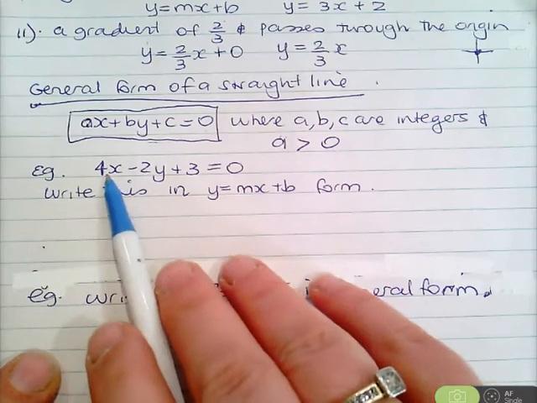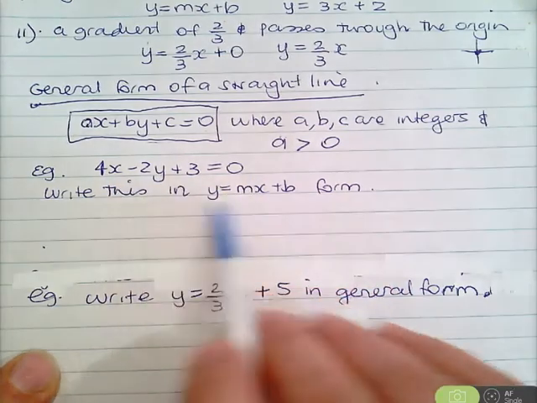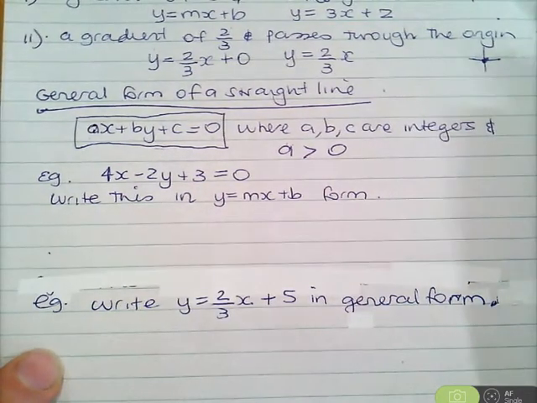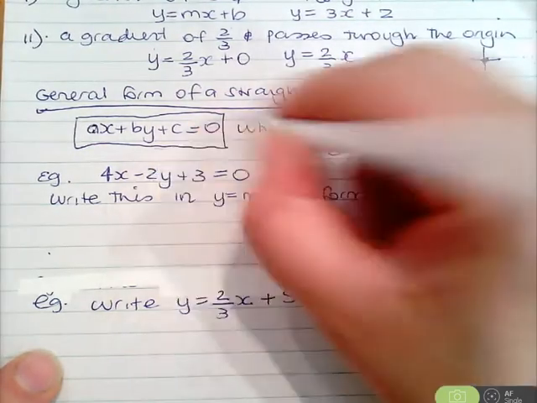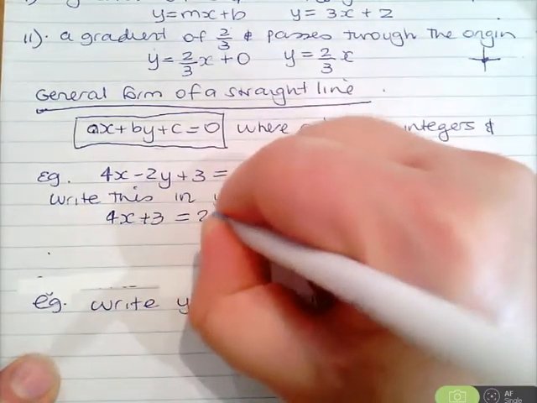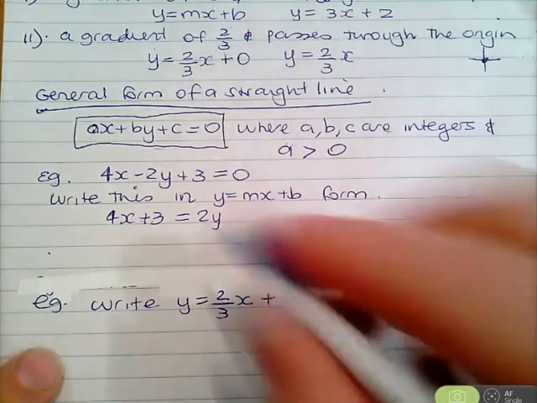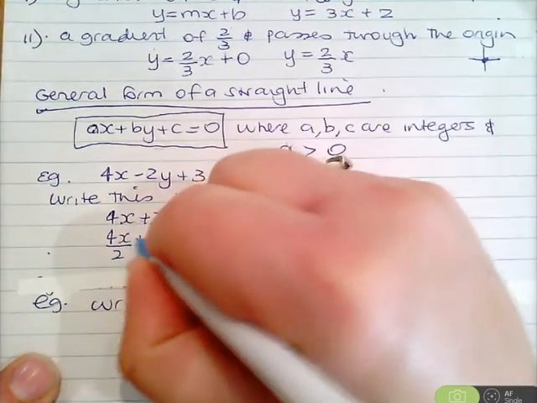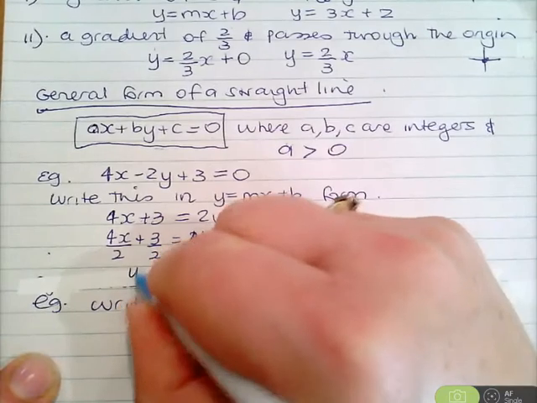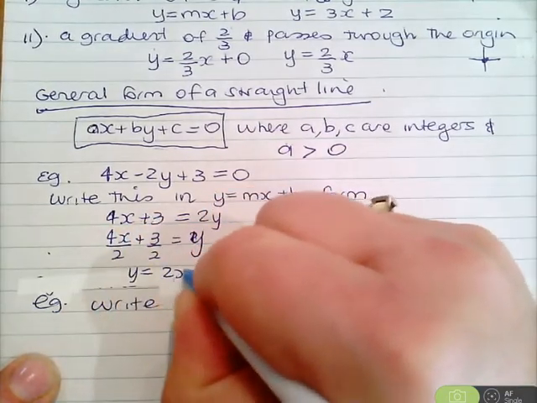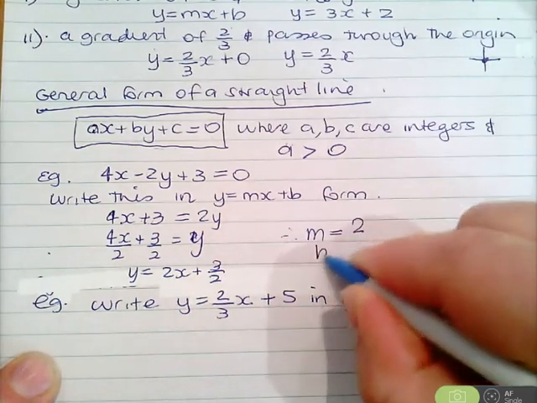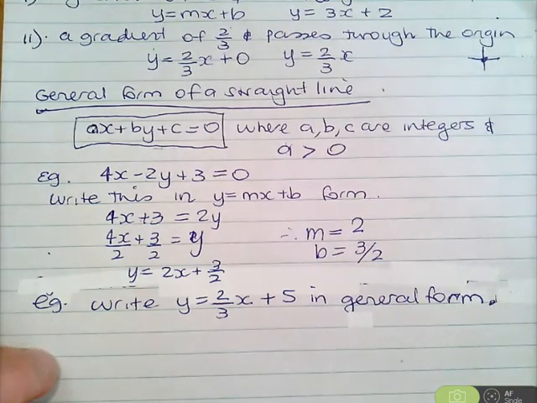Now, for example, let's look at this equation, 4x minus 2y plus 3 equals 0. I want you to write that in mx plus b form, and then we can see its gradient and y-intercept. To write that in y equals mx plus b form, you need to make y the subject of the formula. So I'm going to keep the 4x over here and the plus 3 over here, but I'm going to take that minus 2y over, and I've got 4x plus 3 equals 2y. Now I want to divide everything by 2. So 2y over 2 is just y. And so therefore, my equation would be y equals, now 4x on 2 is 2x plus 3 on 2. So therefore, the gradient of this line is 2 and the y-intercept is 1.5 or 3 on 2.